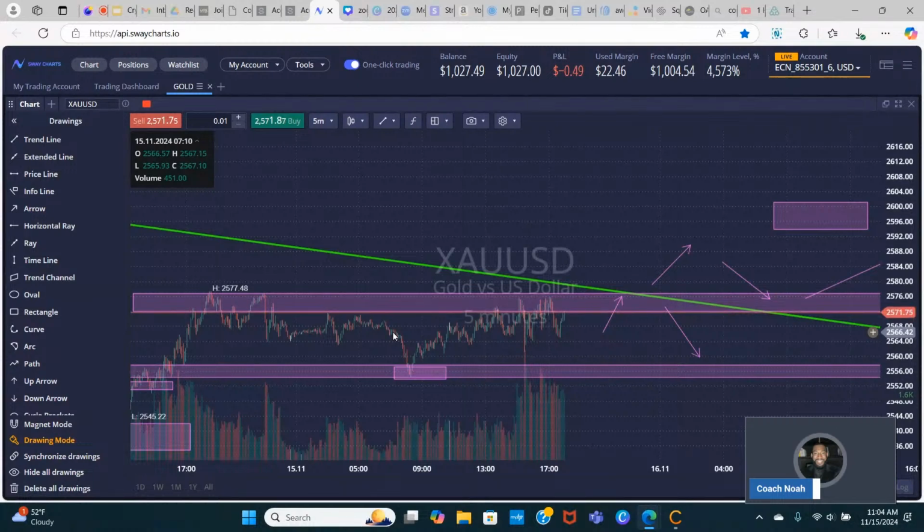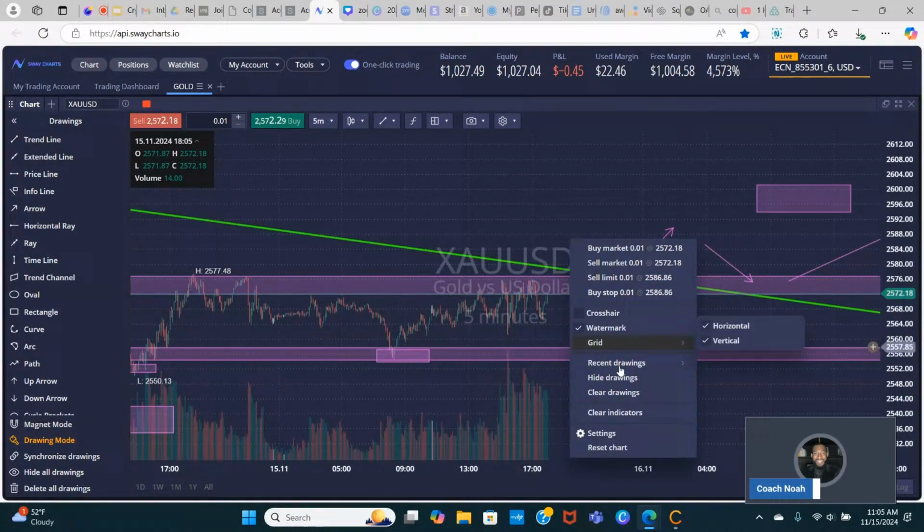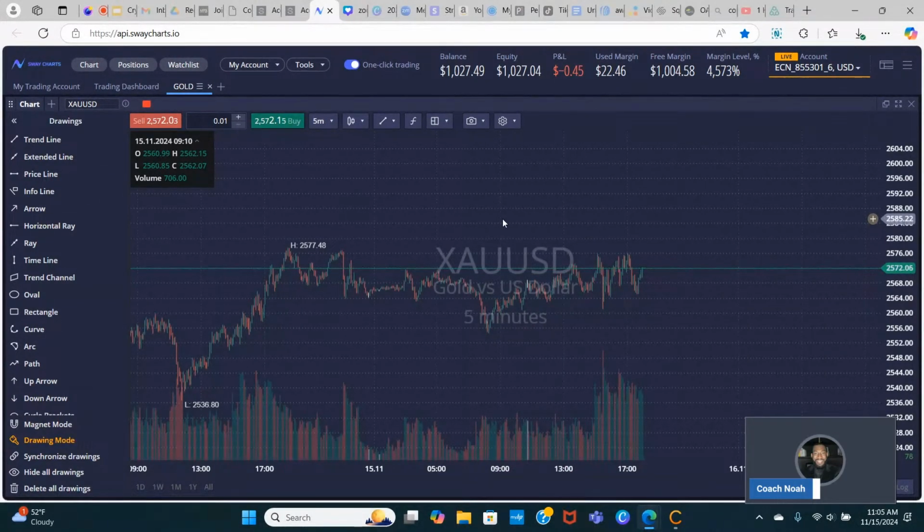Only way to get better at this is to continue to practice, right? Continue to start from scratch. Even though you have these drawings, just go ahead and clear the drawings and start from scratch, right? Continue to do that over and over again till eventually you can just jump on the chart, eyeball it, and you can tell where price is going to go, right?